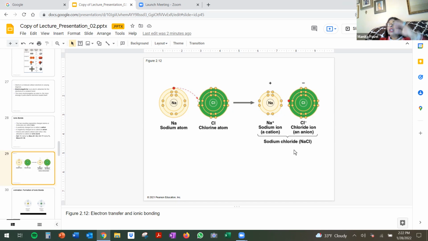So to reiterate and to put it in a nutshell, sodium atom has one valence electron, it donates it to chlorine atom. By donating it to chlorine atom, it now becomes a positively charged sodium ion. Chlorine atom, by gaining or accepting the electron from sodium atom, now becomes a negatively charged chloride ion, Cl negative ion, Na plus ion. Now I want you to see the difference.